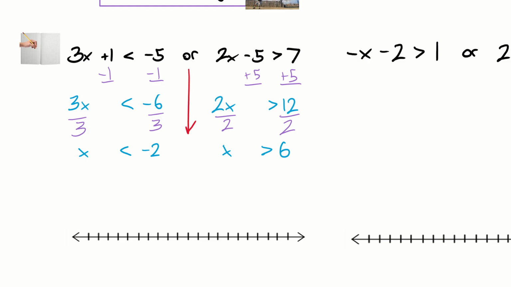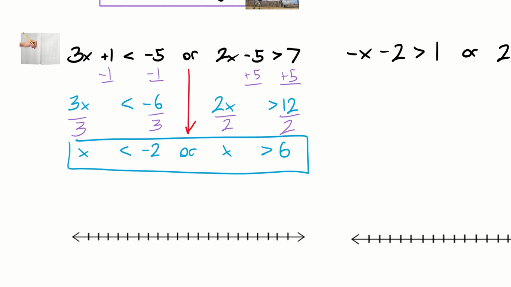Do not forget to bring down the word or, so that your final inequality contains the word or in between your 2 inequality solutions. Here's 0, here's -2, open dot, so I'm going to shade left of -2, and then I got a 6 somewhere here to the right of 0, and I'm talking about that right there.